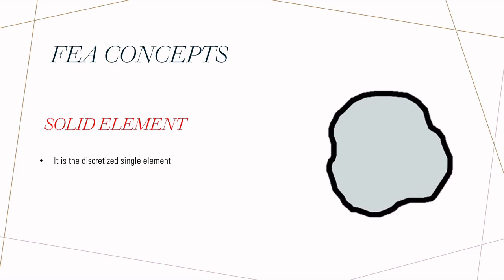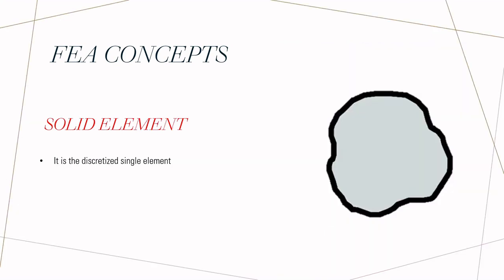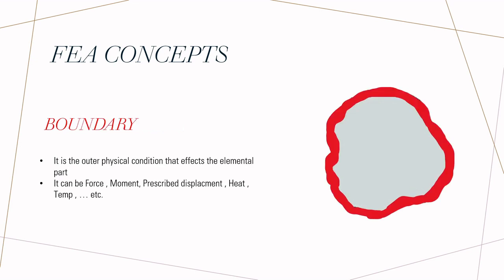The second concept is called solid element. After dividing the geometry into small elements, each element is called the discretized single element, or simply solid element. The third concept is called a boundary. What is a boundary? It is the outer physical condition that affects the elemental part. It can be force, moment, prescribed displacement, heat, temperature, heat flux, or whatever.